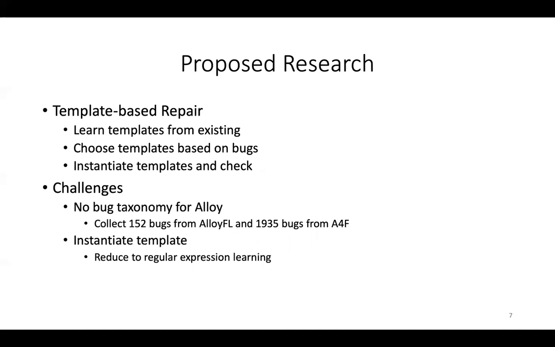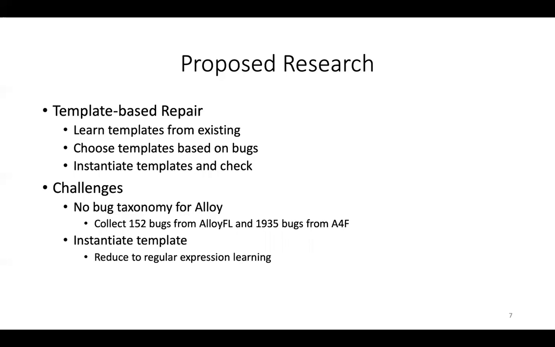Template-based repair is a popular repair technique that has been applied in many automatic program repair techniques. It first learns some templates from existing fixed patches, and then it picks a template based on the bug features. Then it instantiates the template with the variables in the program, and then checks if it fixes the problem.